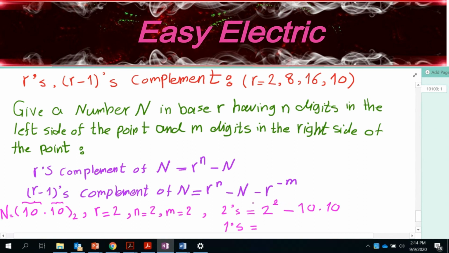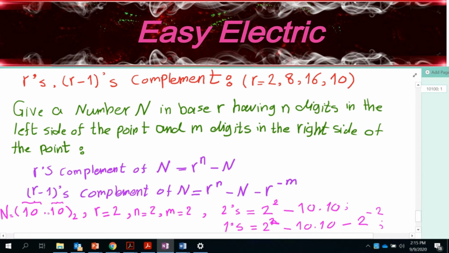But we have a simpler way. We never actually go and calculate this. So write the definition for the first complement. Again, R power n, which is 2 power n, minus n, which is 10.10, minus R power negative m. So again, R is 2 and negative m is negative 2. And this n was 2. I forgot to write this 2. Okay, R power n is 2 power 2 minus negative. So this is the definition of them. Whatever you got here will be the 2's complement and 1's complement of these numbers.